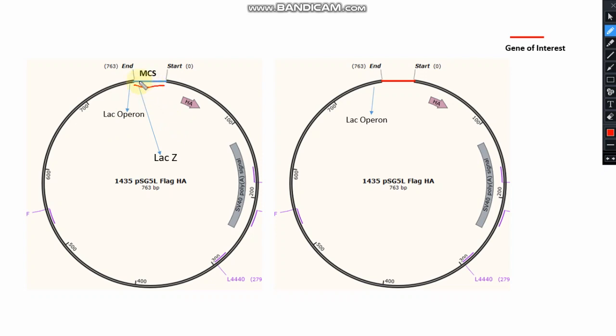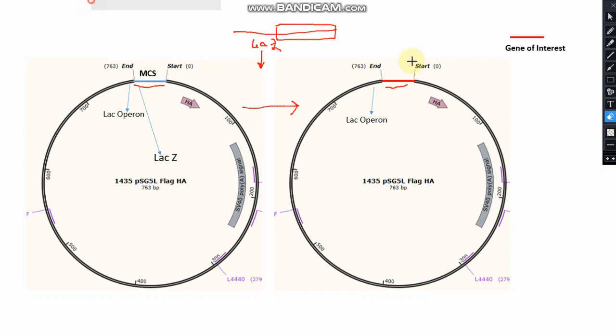The lacZ is present near the multiple cloning site, where we cut the site and insert our gene of interest. This red part is the gene of interest. When we insert our gene of interest, there is no lacZ at all, or maybe only part of the lacZ remains. If this is the full lacZ, then when we insert our gene of interest, some part of the lacZ is replaced with the gene of interest. So what is the outcome? Then lacZ is not going to function properly, because part of the gene is removed.